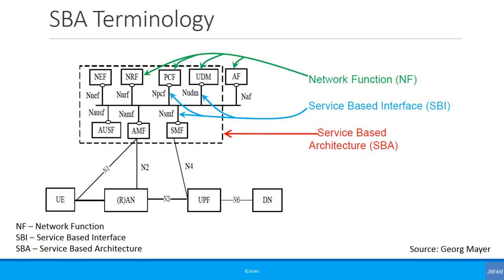This slide from Georg Mayer shows the service-based architecture terminology. What is meant by network functions? As you can see, all these different network functions, the NRF, the PCF, UDM, AF, and even the ones which are actually not listed below, the authentication AUSF, AMF, SMF, they're all network functions, right? And you have the service-based interface on which all these network functions communicate with each other. Finally, you have the service-based architecture, which covers all these boxes except for the AF or the application function.